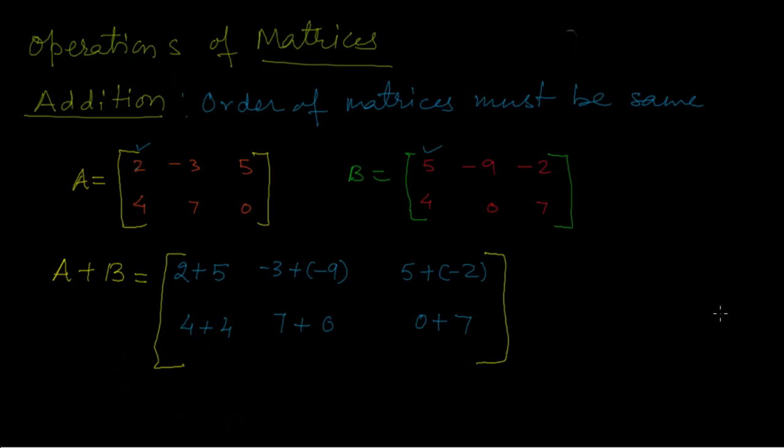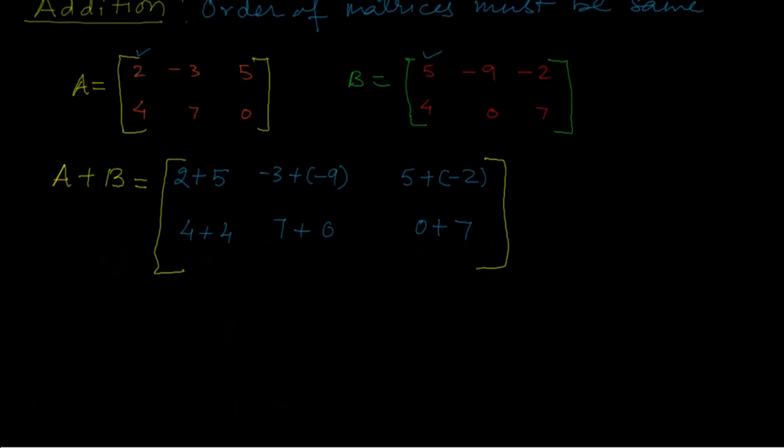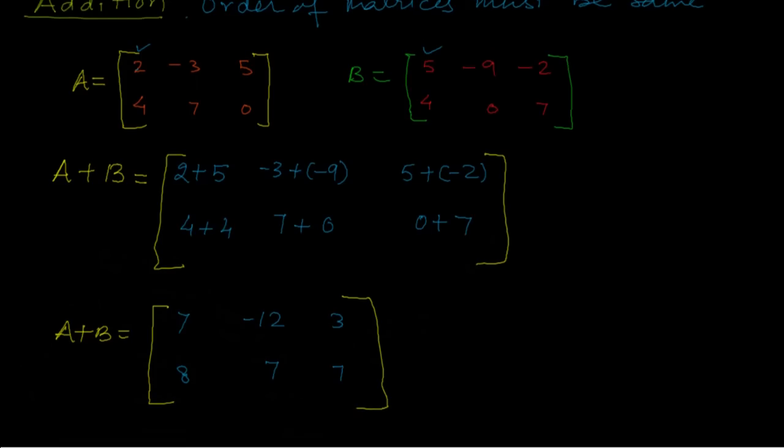Now we have to simplify all these, and we get A plus B equal to: 2 plus 5 is 7, -3 plus -9 is -12, 5 plus -2 is 3, 4 plus 4 is 8, then 7, 7. So A plus B is 7, -12, 3, 8, 7, 7. It is clear now, I think, the addition and the summation.